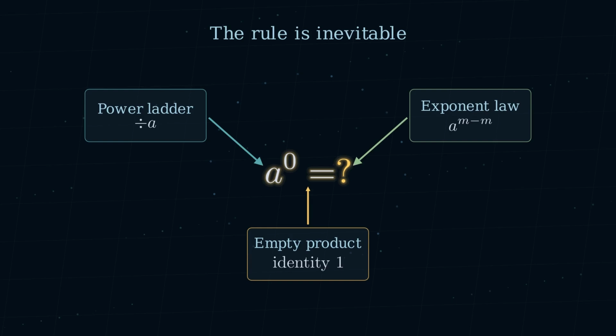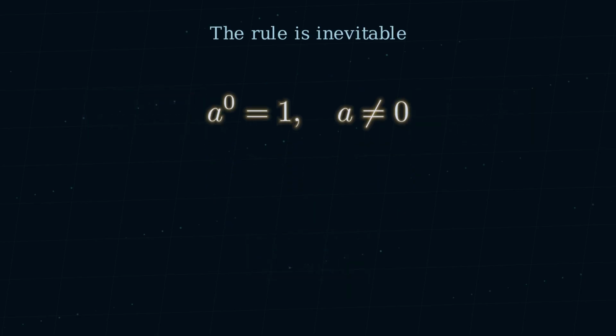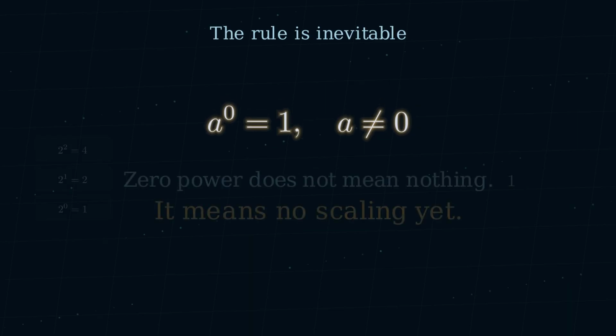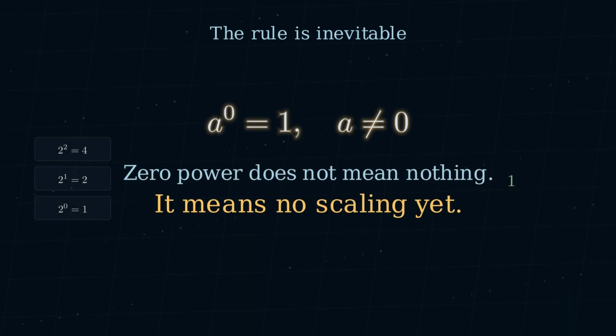Anything non-zero to the power 0 equals 1. The condition matters. A must not be 0. And 0 to the power of 0 is a special case. Depending on context, it can be treated differently, and in basic algebra, it is often left undefined. The important idea is this: 0 power does not mean nothing. It means no scaling yet.